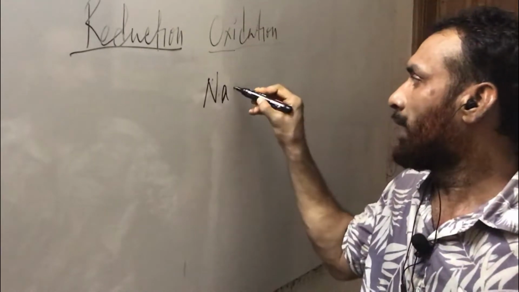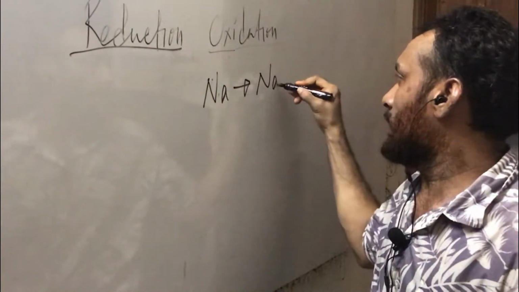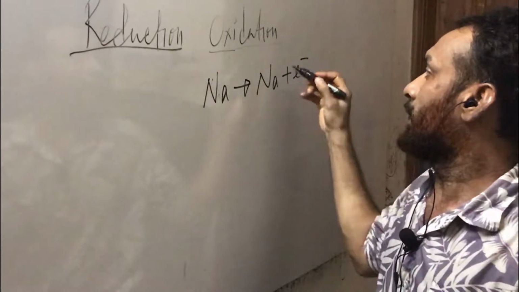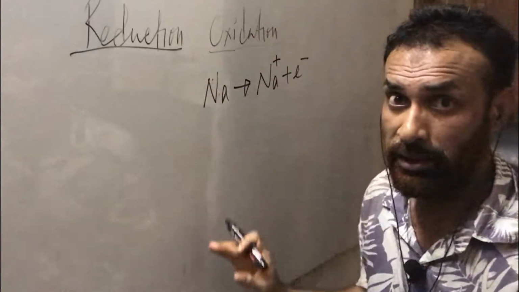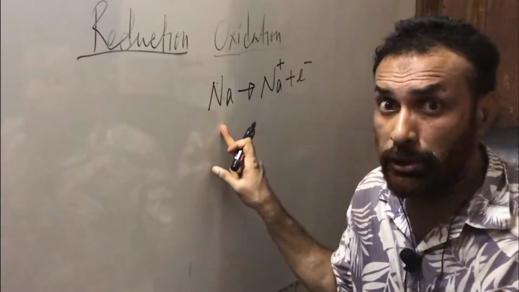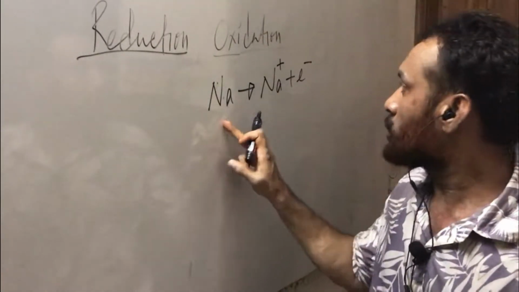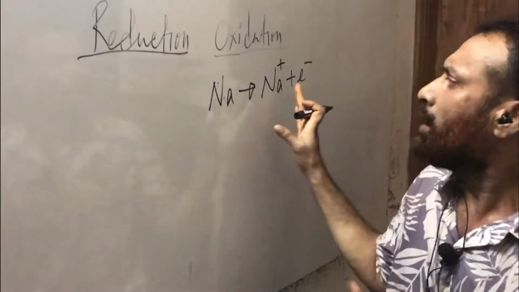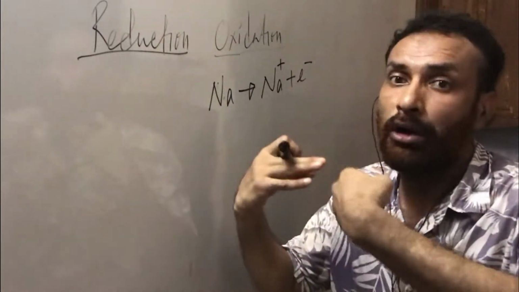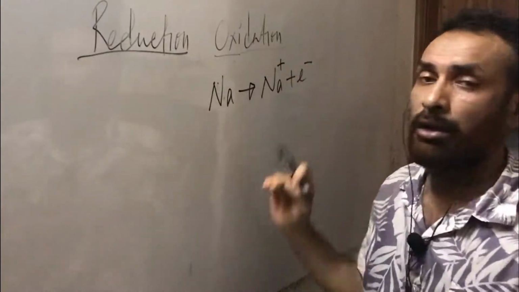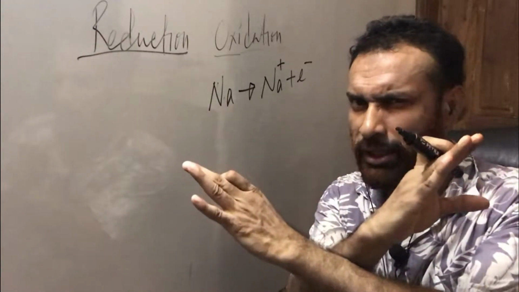Suppose here sodium, and sodium is losing an electron. When sodium loses an electron, sodium would be on the right side as a plus ion, a cation, and the electron is given on the right side. I say that sodium is losing electrons, so where should you expect the electrons? The electrons should be on the right side. Understand? So is this reduction, because sodium is losing electrons? No, this is called oxidation.